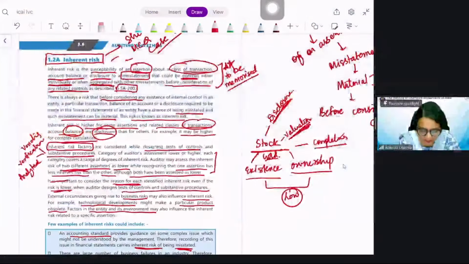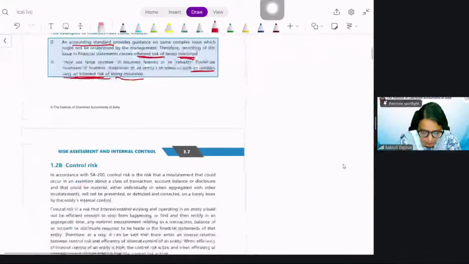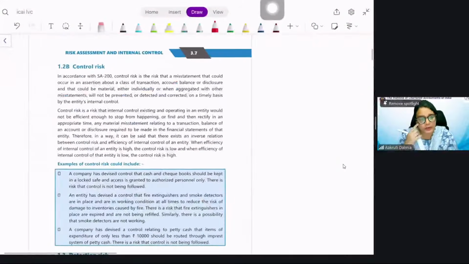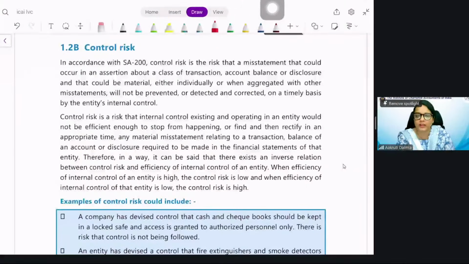Okay, students, let's continue. So inherent risk is done. I'm again doing control risk. These are very universal topics, which means they don't just have importance in chapter number 3, but they're important in the whole audit.